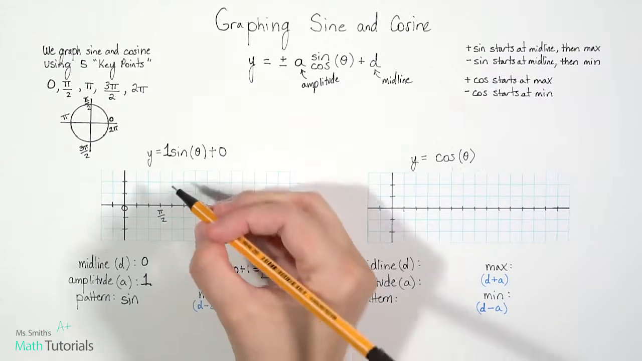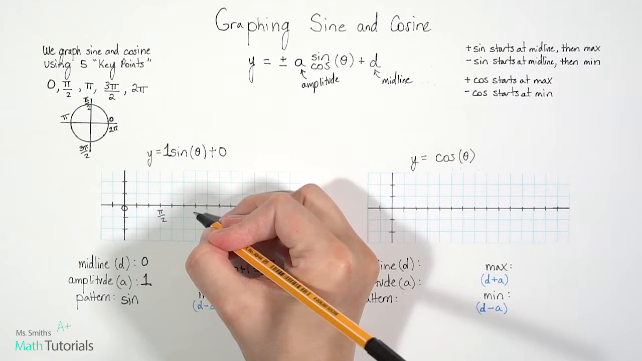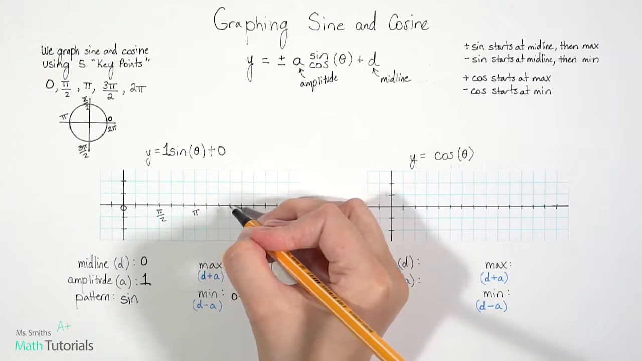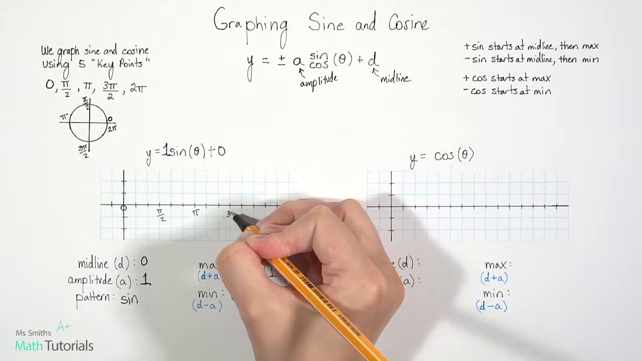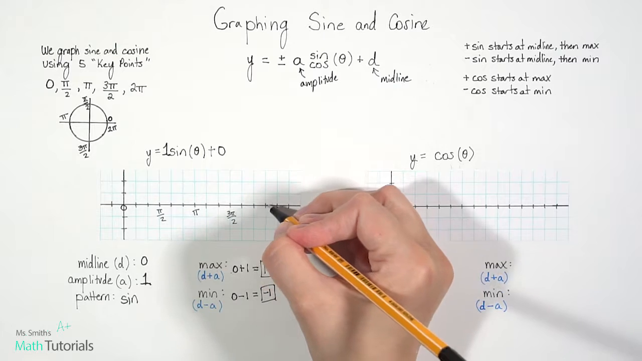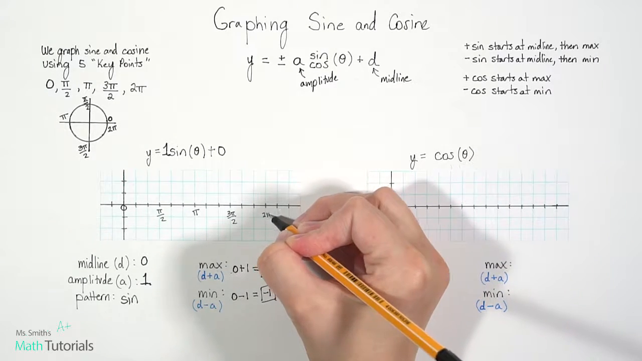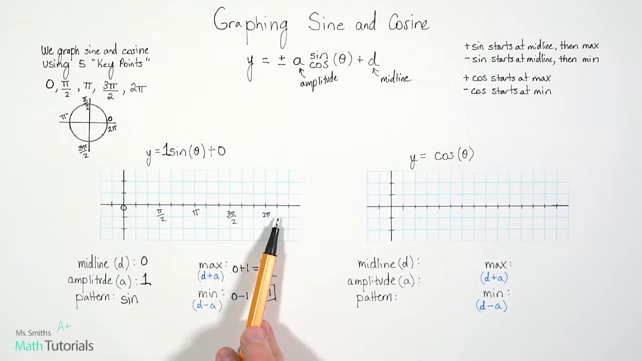And I'm going to skip 3 lines again and go to my next key point, which would be pi. Skip 3 again and go to 3 pi over 2. Skip 3 again, and I'm going to go to 2 pi. So notice I've got each of my 5 key points laid out and spaced out nicely.